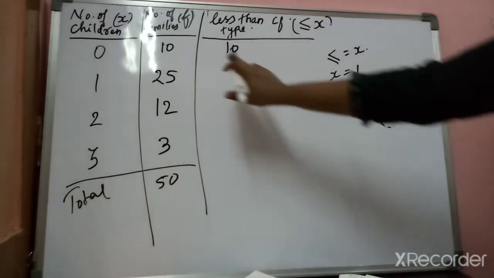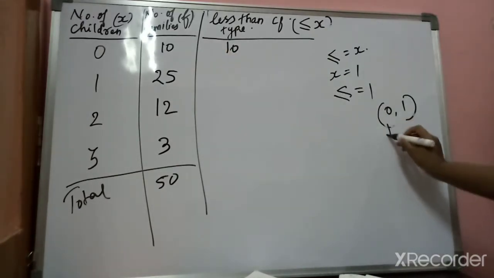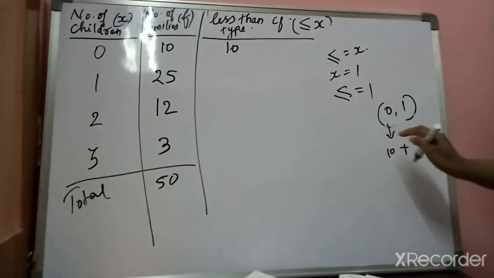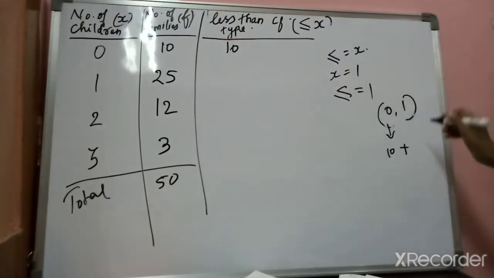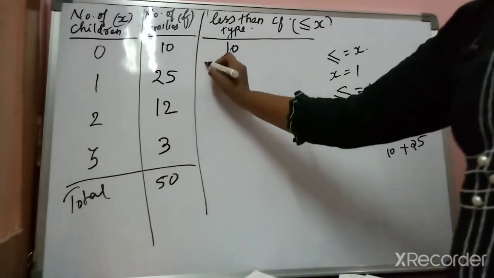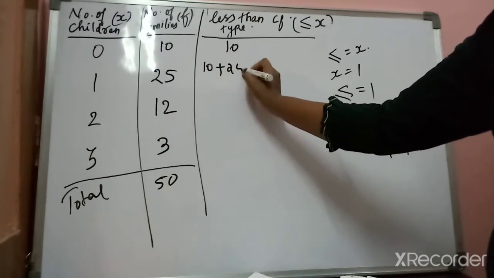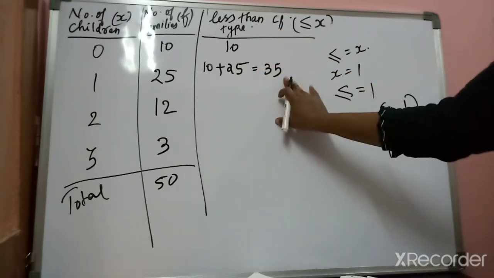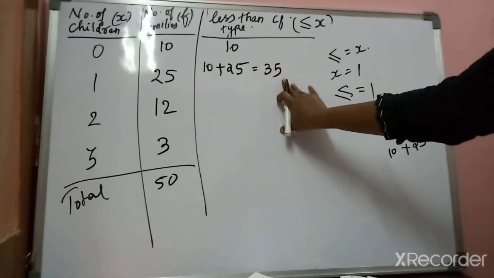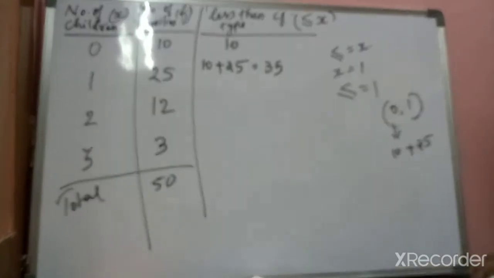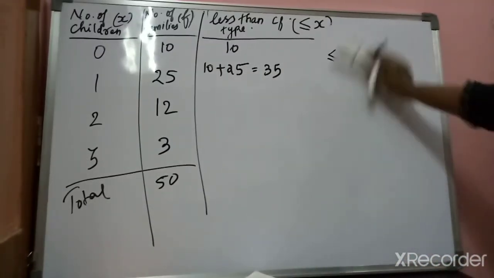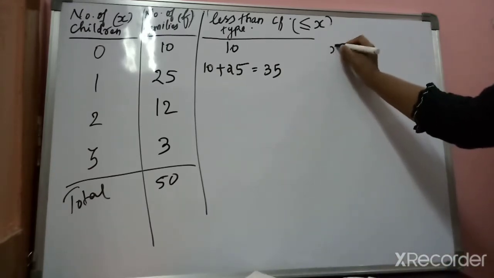So 0 children families are 10, plus 1 child families, that is, families having only 1 child, are 25. So you have to show the working like this: 10 plus 25 is equal to 35. So the cumulative frequency for the second variable is like this, 35. Clear?